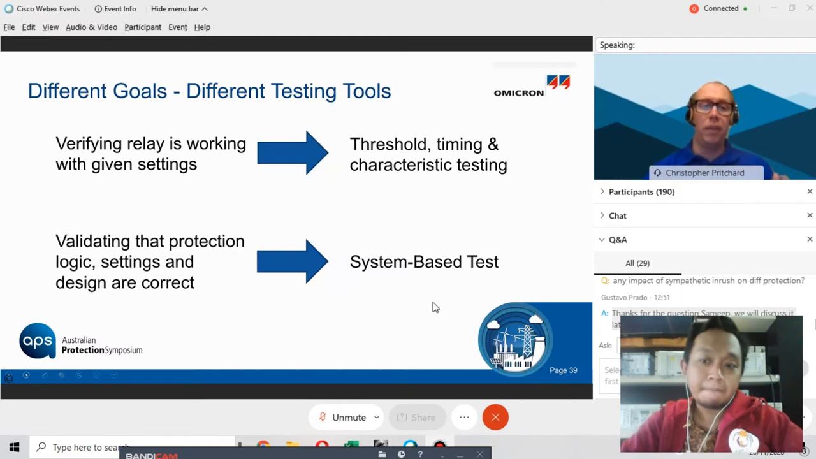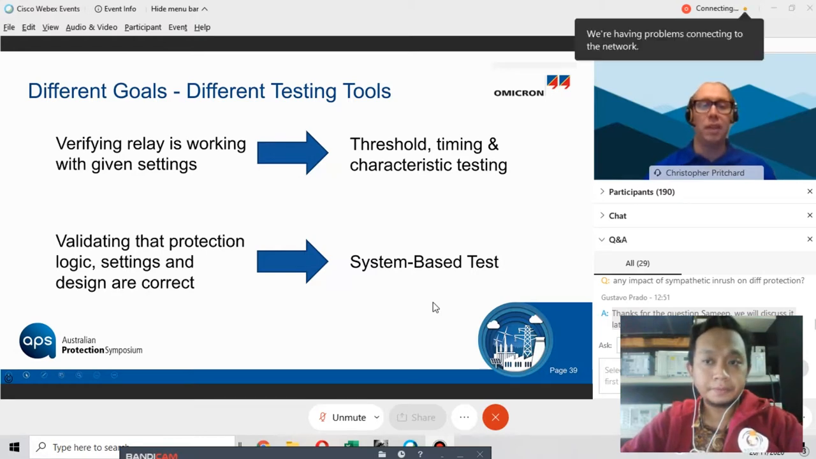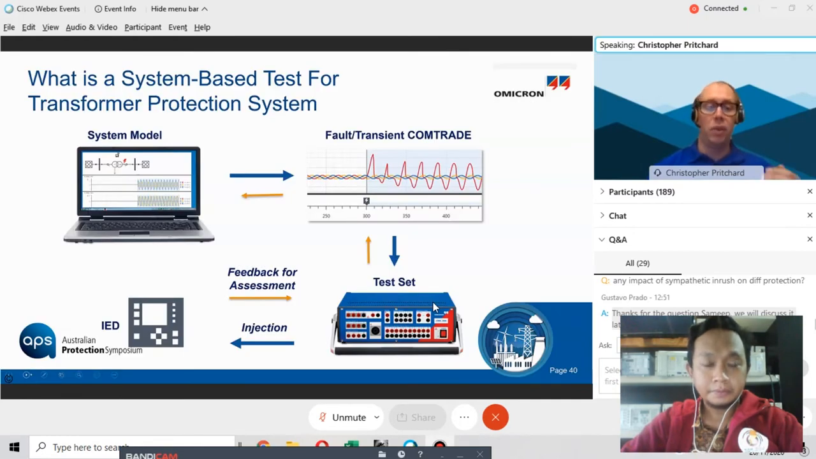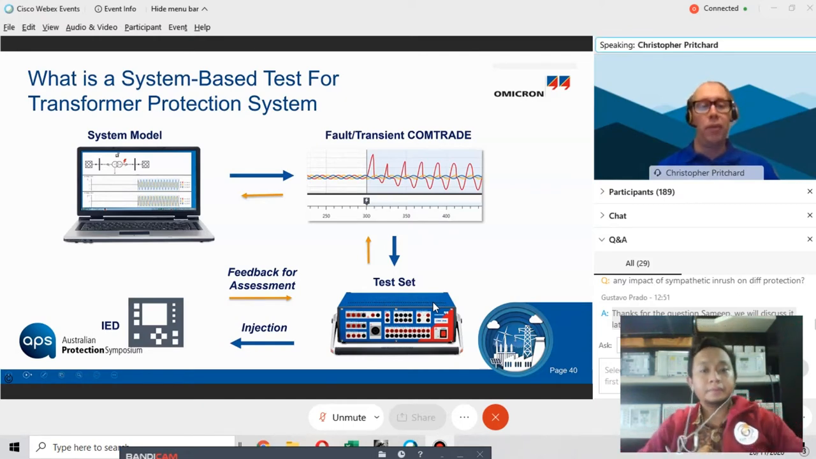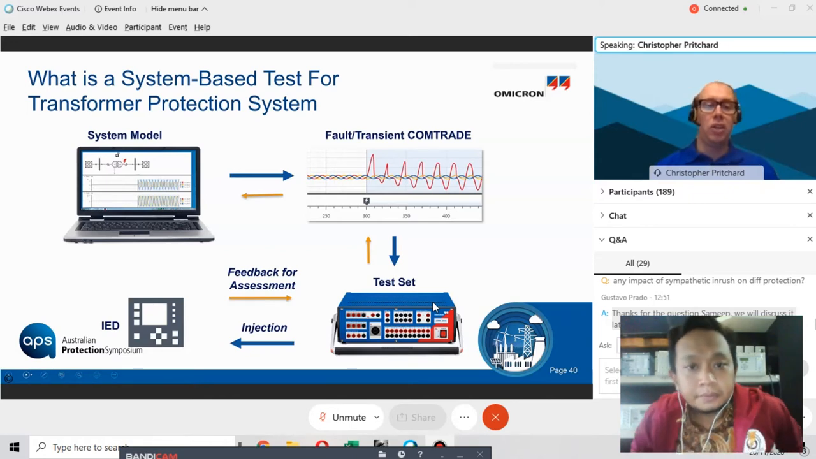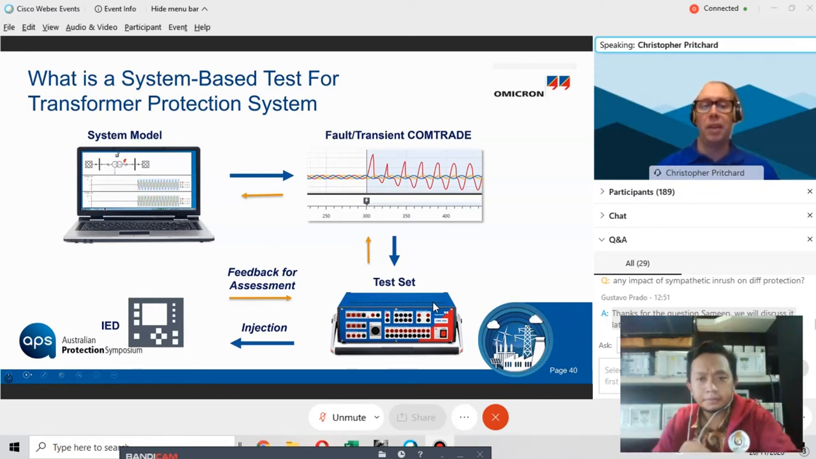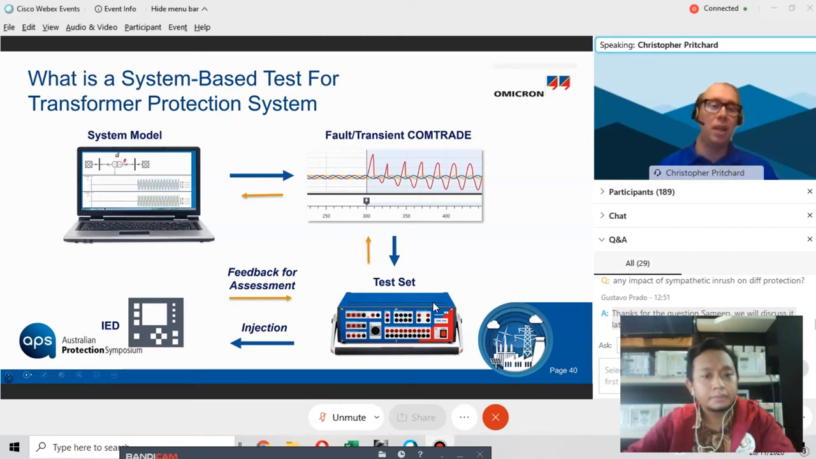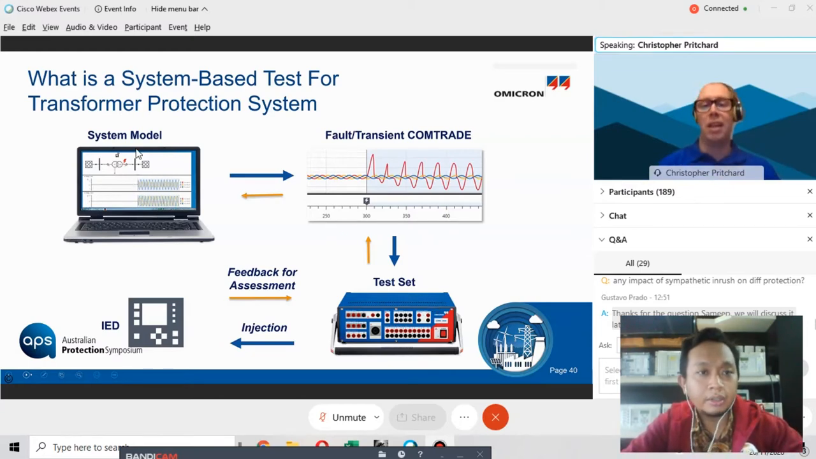The idea of system based testing is pretty simple. It's not so much different compared to what we just saw. The main difference here is instead of using characteristics and steady state values to test for threshold, we're using a power system simulation, a system model where, by placing faults in this power system model, we can actually check system requirements. If the fault is inside the zone, is the protection tripping? If the fault is outside, is the protection stable? Nah, ini seperti ini. Simulation is then calculating transient system signals.